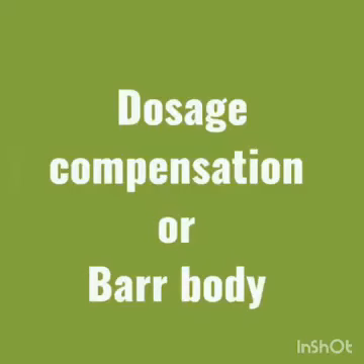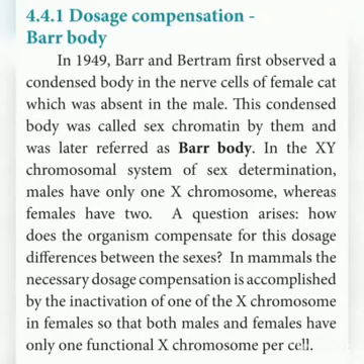Next we move on to dosage compensation, or we can call it the Barr body. So what is dosage compensation? We can see XX and XY chromosomes. You see here there are 2 X, here it is 1 X. How does it get compensated? So you can see this in detail.